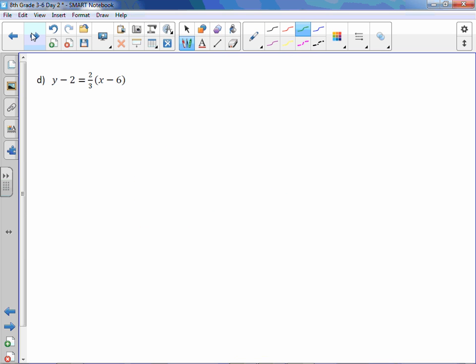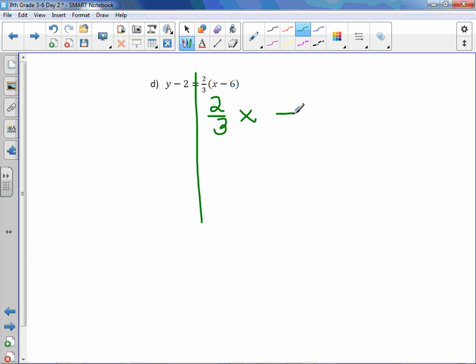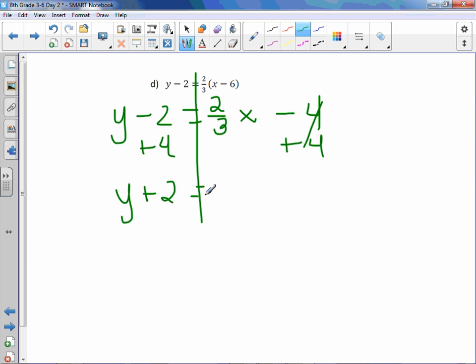Let's try another one with fractions here. Distribute that 2/3. We get 2/3 x minus 4. Bring down the y minus 2. X is positive, so I'm going to get rid of the plus 4. And I get y plus 2 equals 2/3 x.